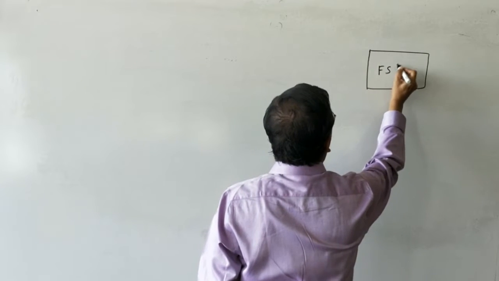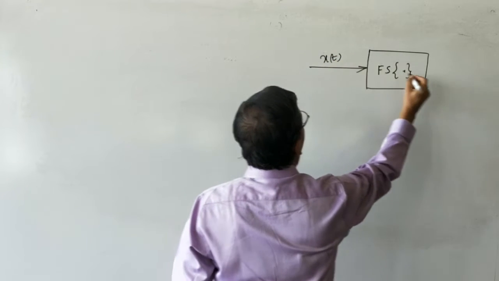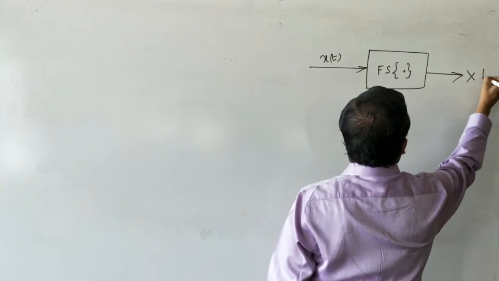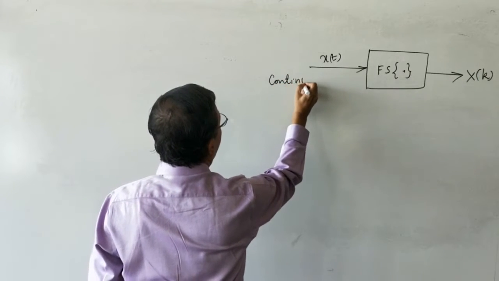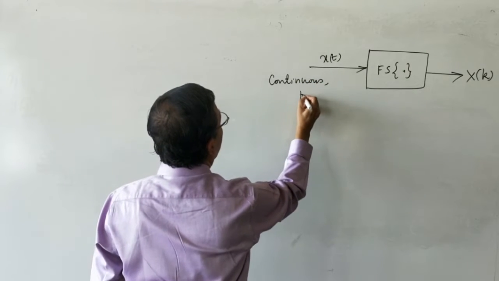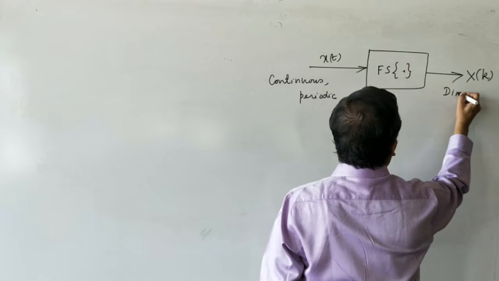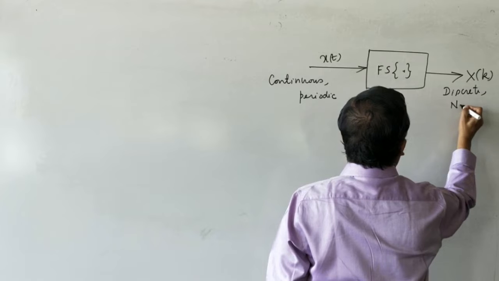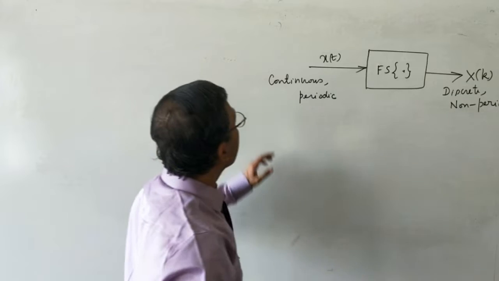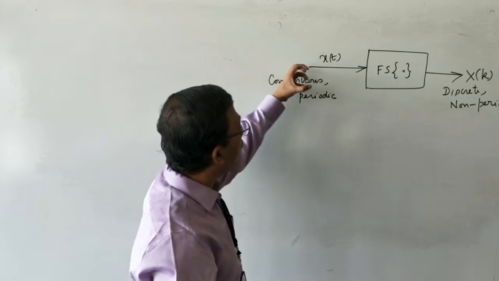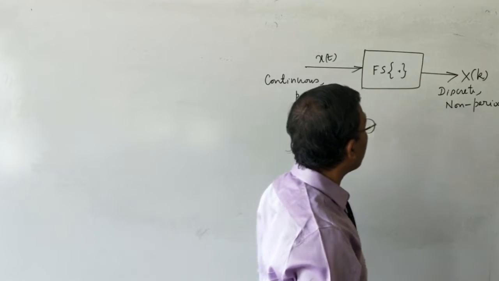Fs is Fourier series operator. Input is x of t. Output is x of k. X of t is continuous signal, periodic signal. X of k is discrete, non-periodic. What I mean to say is, a continuous time periodic signal x of t gets converted into a frequency domain signal x of k, which is discrete and non-periodic.